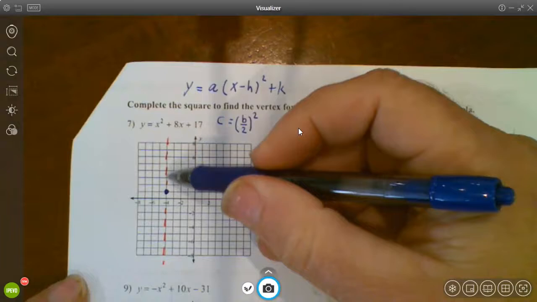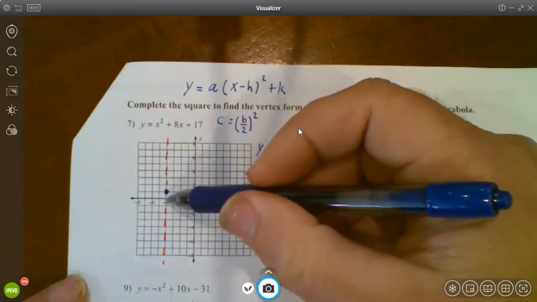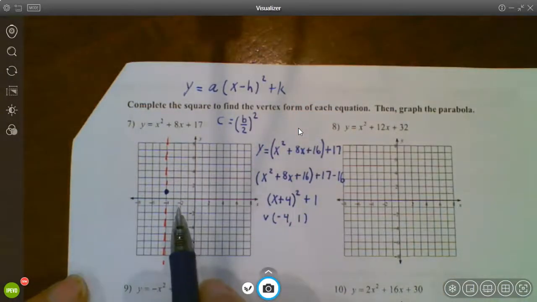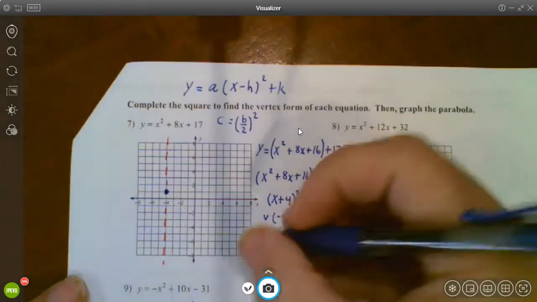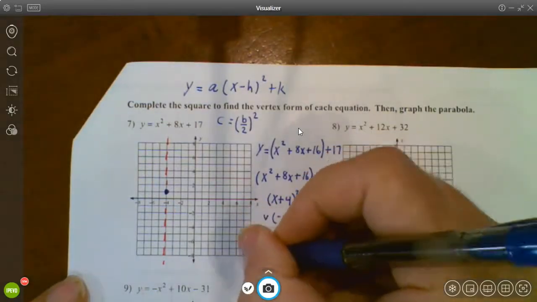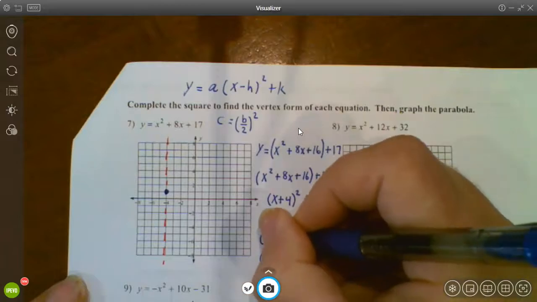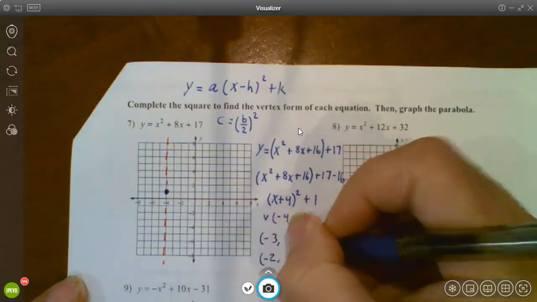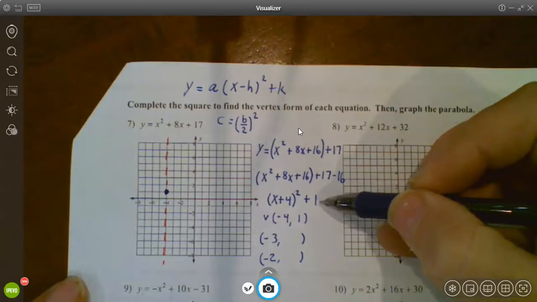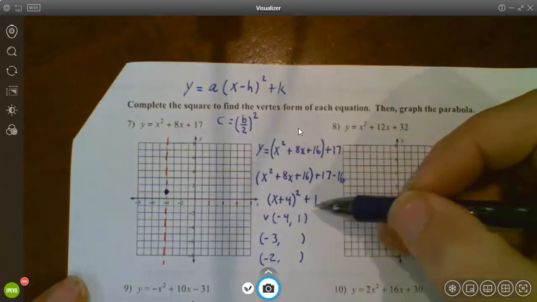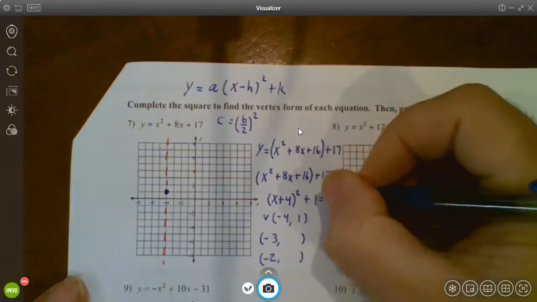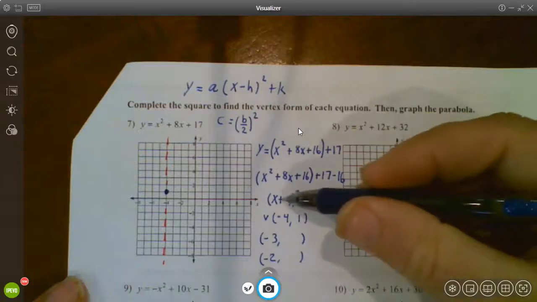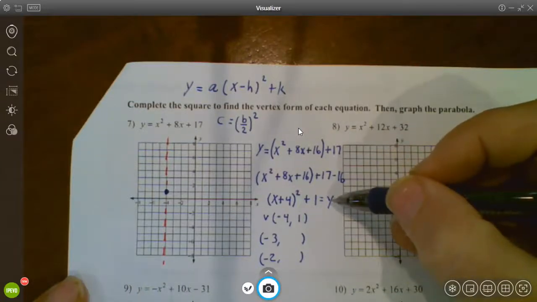So if this is the center of my graph right here where x equals negative 4, remember, then I want to pick two numbers on one side of that so I can get some accuracy here. So since negative 4 is in the middle, I'm going to use -3 and -2 to create some other points. I'm going to go right back up into this equation and plug them in. Remember, this whole thing equals y. So as we plug x's into this, the results that I'm getting are their y values.